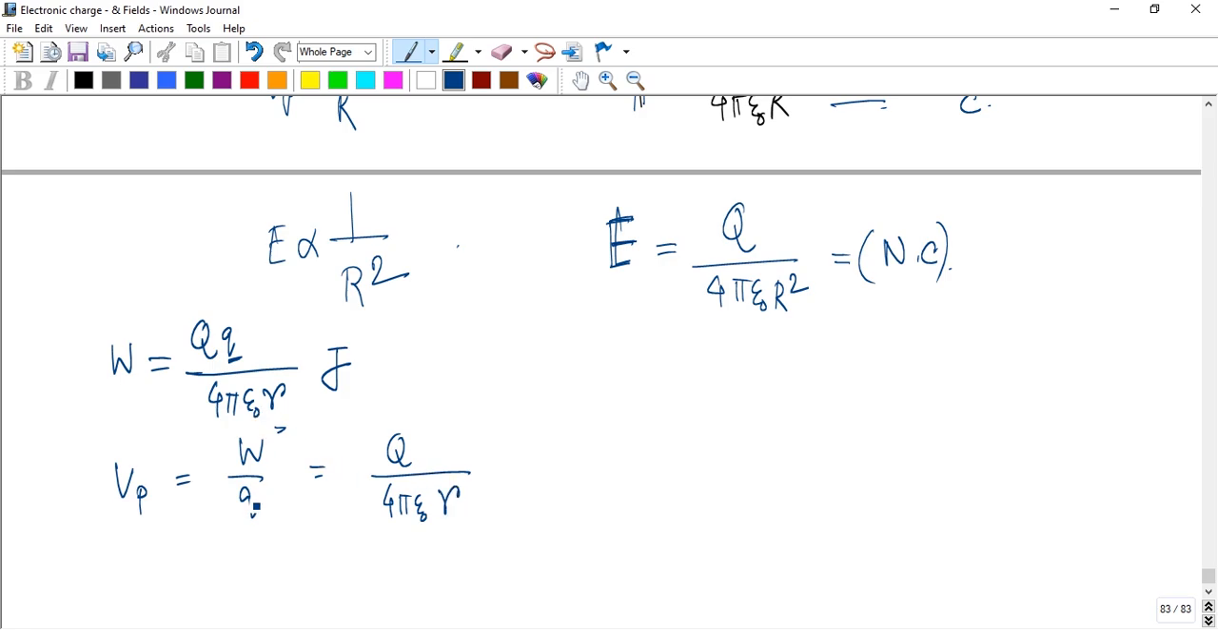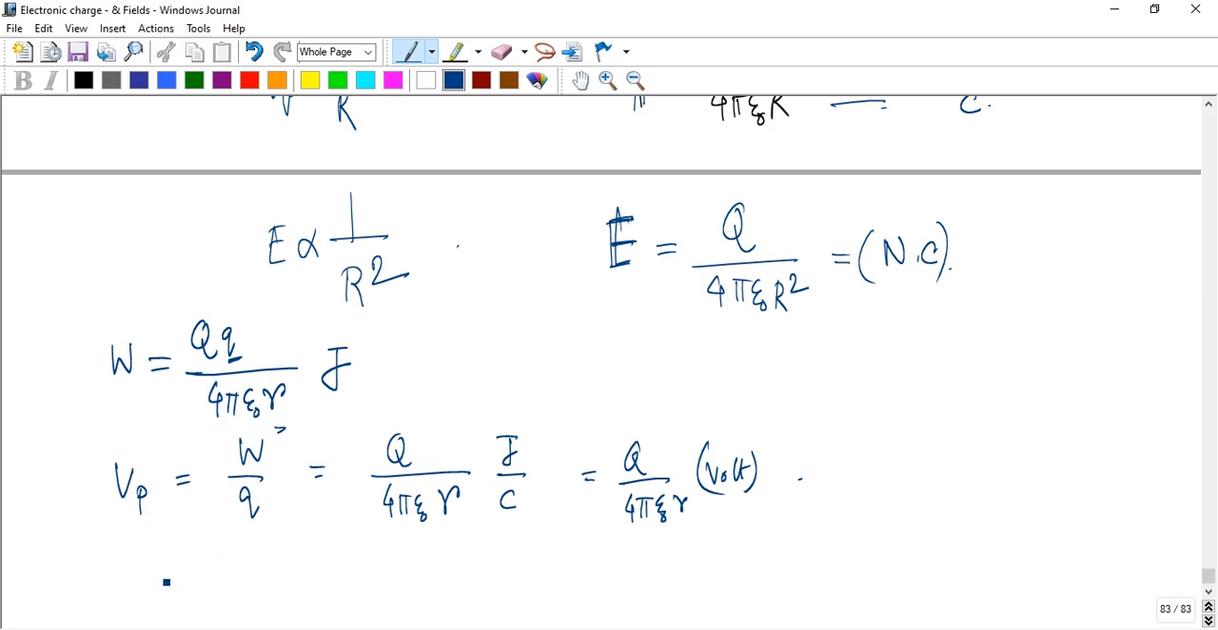So the q cancels. The potential is in joule per coulomb, and joule per coulomb is a volt. So the potential is Q over 4 pi epsilon naught R volts. This is the potential at point P, which is very important. It is not a potential energy. Both are scalars, and the potential at point P is a scalar quantity.